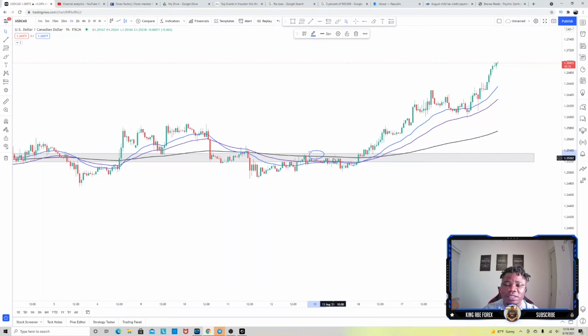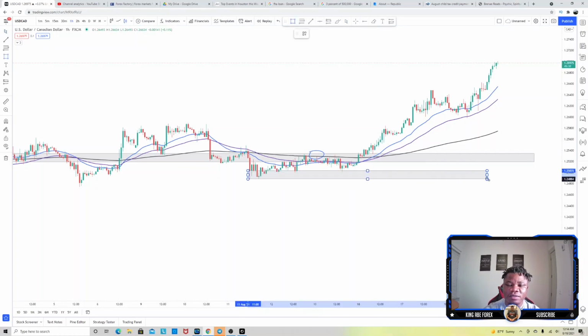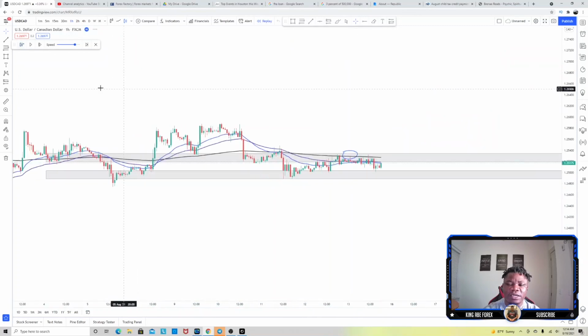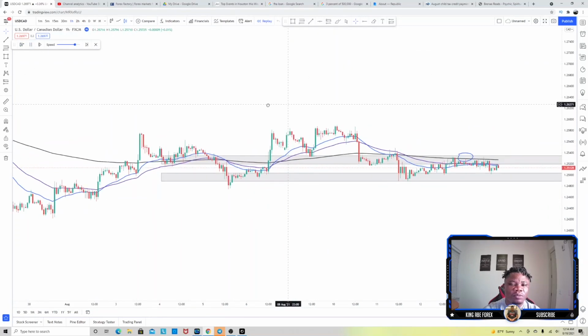Looking at this, we can see we have a resistance zone there, and we can see that right here we have a support zone. Price just couldn't break the resistance zone and it couldn't break the support zone. Now, once we finally have our break right here, let's put this in replay mode, and I'm going to show you guys where your entry will be for this buy trade. So let's put this in replay mode and take a look.